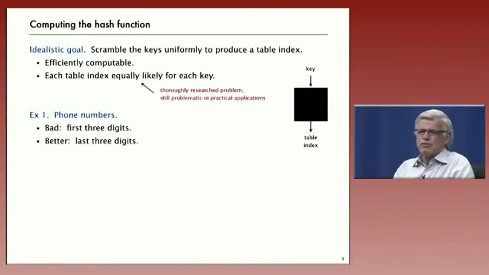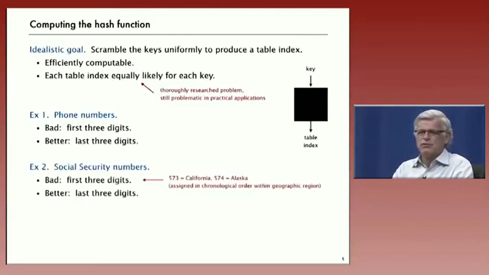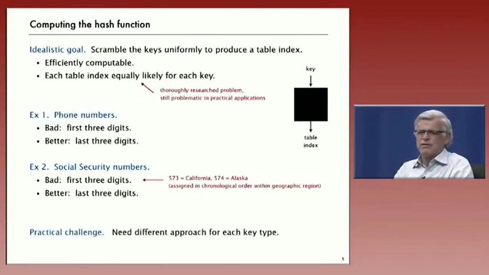So for example, let's suppose that our keys are phone numbers. Probably a bad idea to use the first 3 digits of the phone number as a hash function, because so many phone numbers will have the same area code, and it's not equally likely that each phone number has the same first 3 digits. You have a better chance using the last 3 digits, but actually in most cases we want to find a way to use all the data. Another example is Social Security numbers. Again, it's not too good to use the first 3 digits because they're associated with some geographic region, and it's better to try to use the last 3 digits.